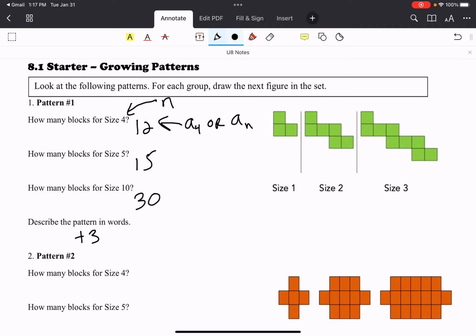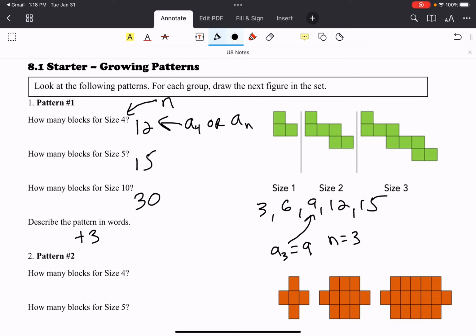You with me? So if I was going to write out the number of blocks on this one, a sequence is a list of numbers. The sequence would be 3, 6, 9, 12, 15, right? For this one here, a sub 3 is 9, right? But if I asked for the n, at that point, n would be 3. So a sub n asks for the actual number that's in my list.